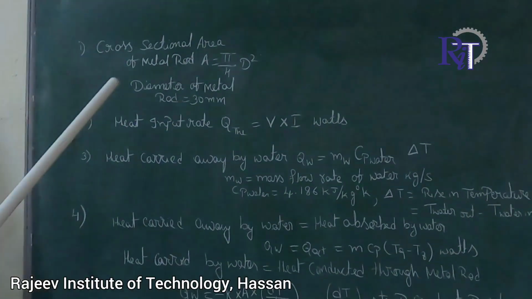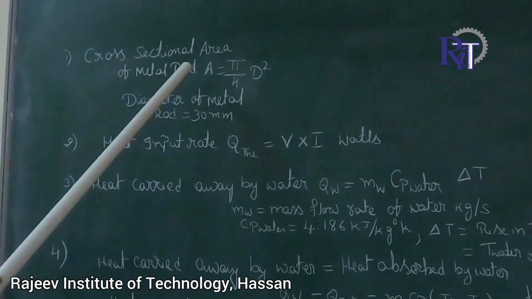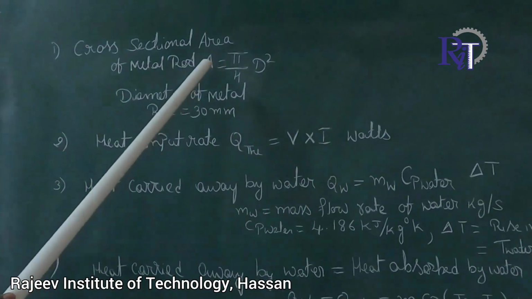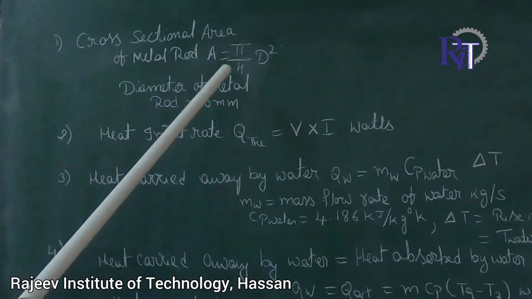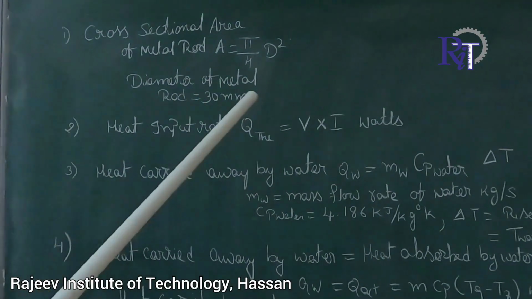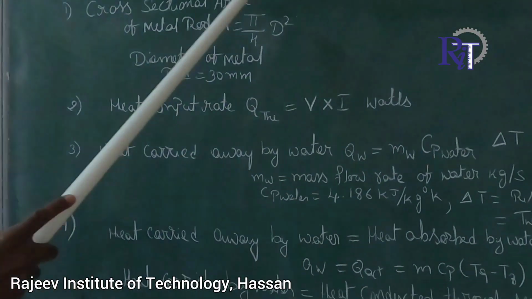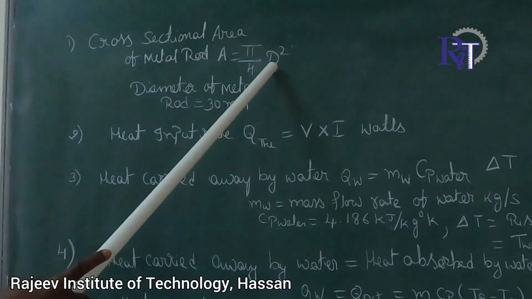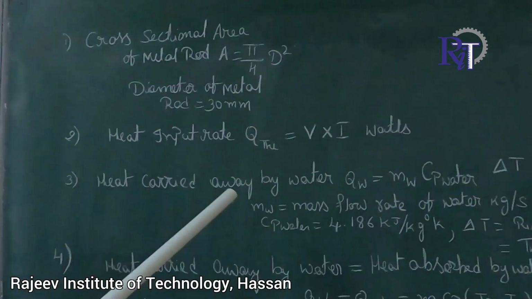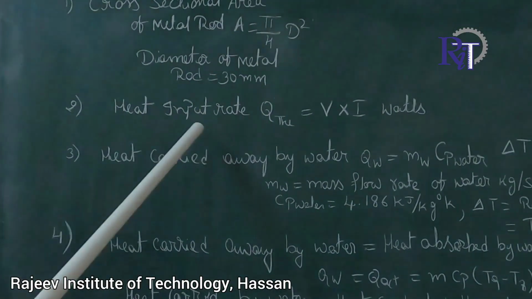So let us come to the calculation part. Here we need to find out the cross section area of the metal rod. So that is the equation capital A is equal to pi by 4 d square. You know the diameter of the copper rod we have taken, that is 30 mm. So by substituting this value in d square, we can get the area of the metal rod. Then afterwards, you need to find out the heat input rate.